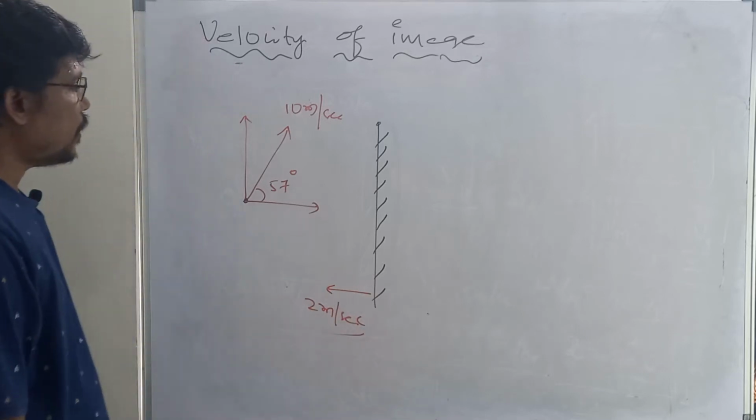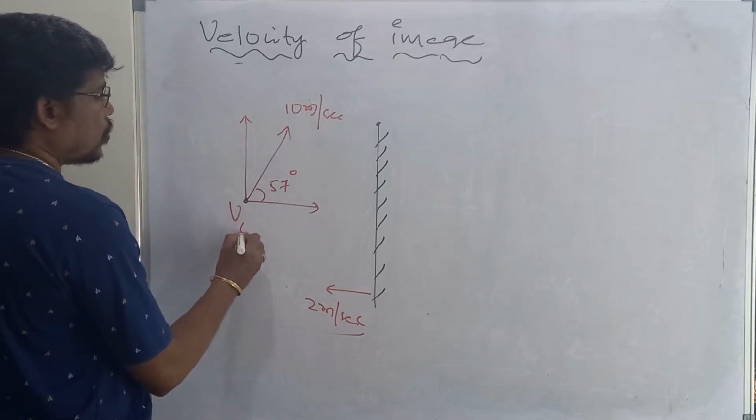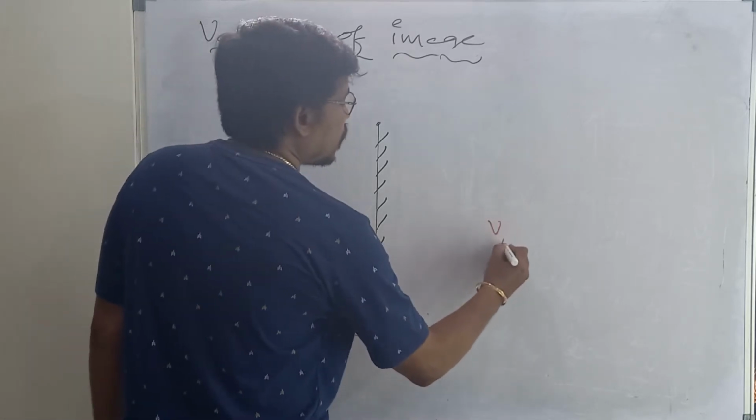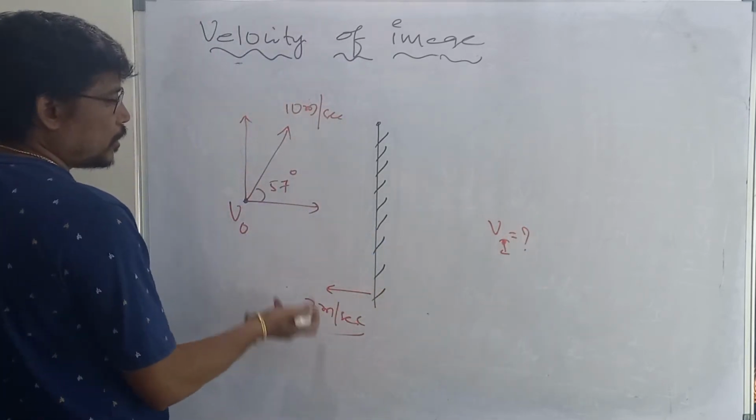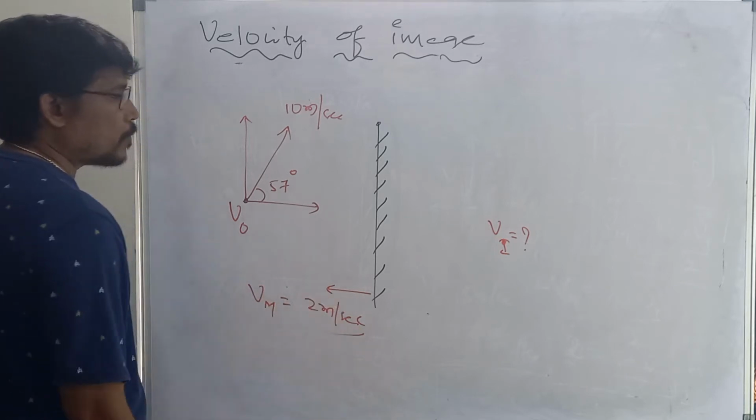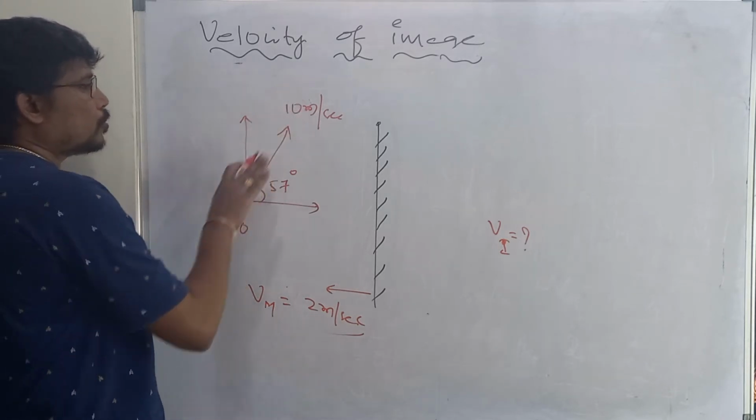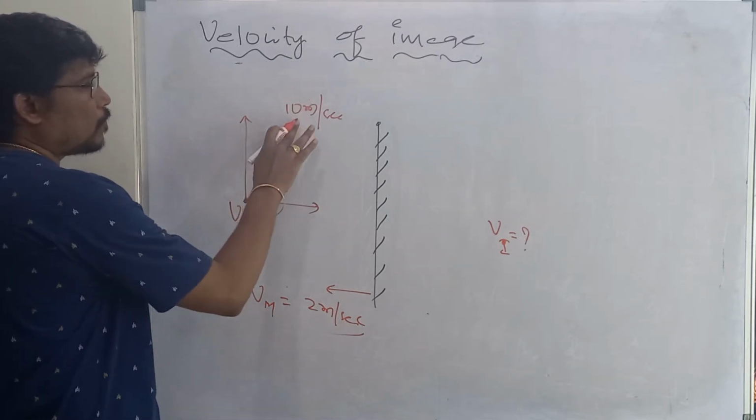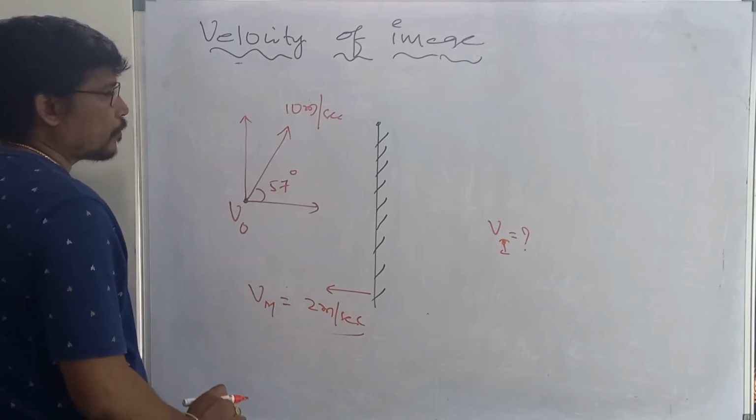Now first find the velocity of the image. This is the velocity of the object. Find the velocity of the image. Velocity of the image is equal to how much? See what is given here. The velocity of the mirror is given, that is 2 meter per second. I hope you understand the question. The object moves with a velocity of 10 meter per second at an angle of 57 degrees horizontally.